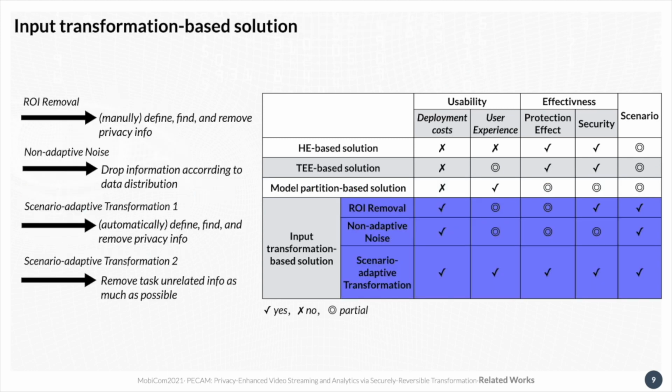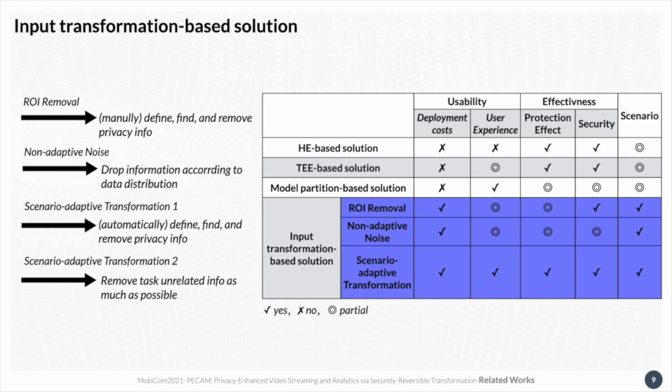There are currently three main categories of input transformation-based solutions. The solution based on ROI removal requires users to define private information manually, and use automated detection algorithms to detect and remove ROIs. The solution by adding non-adaptive noise to the data actually reduces user information according to the data distribution.